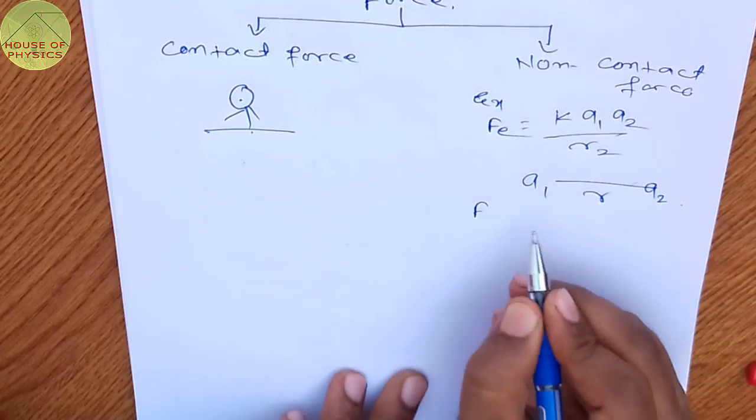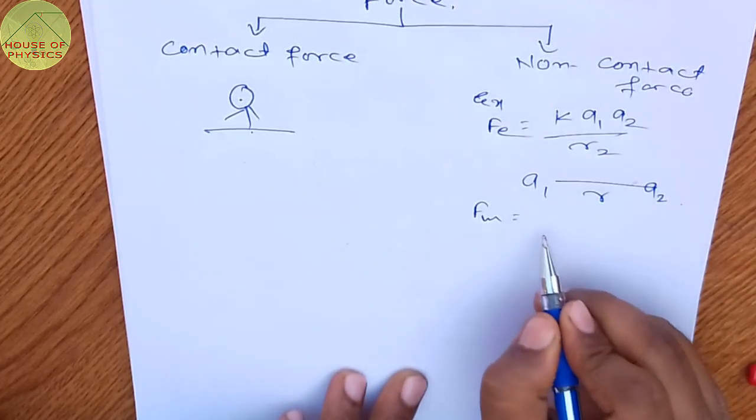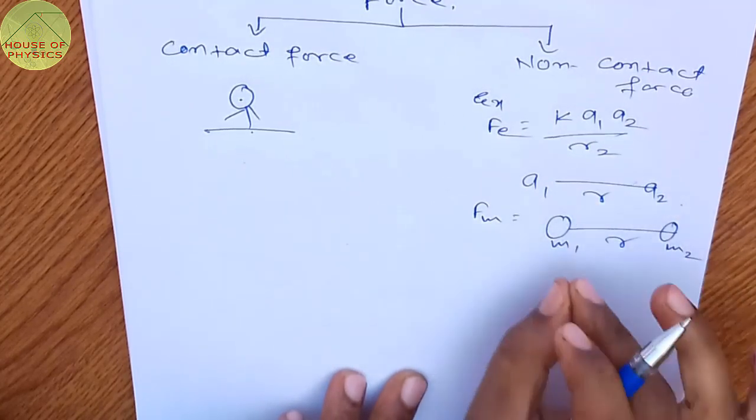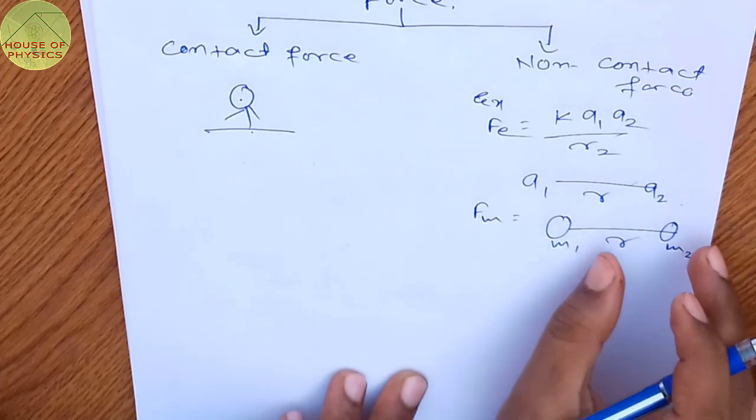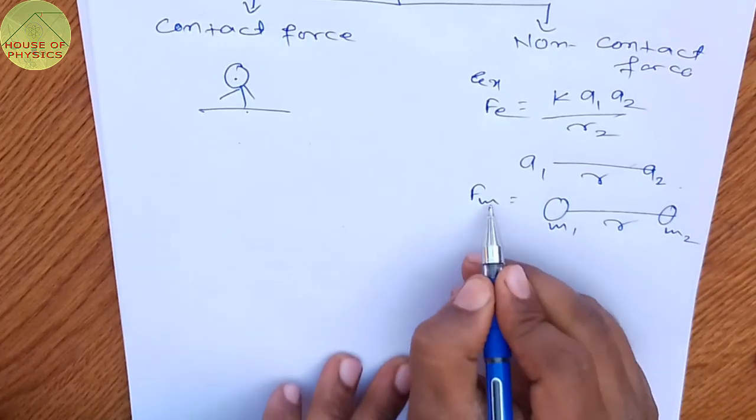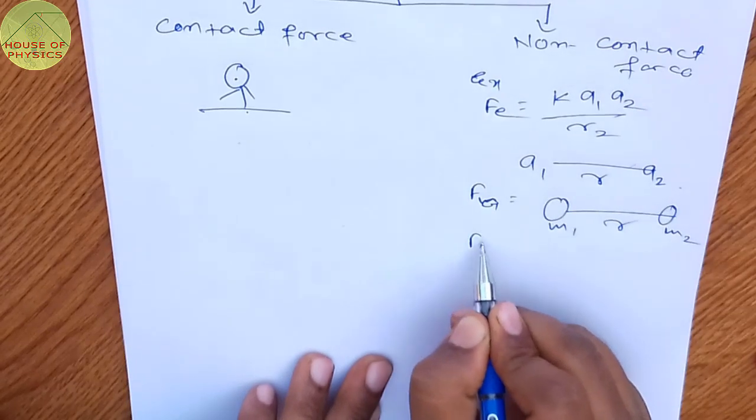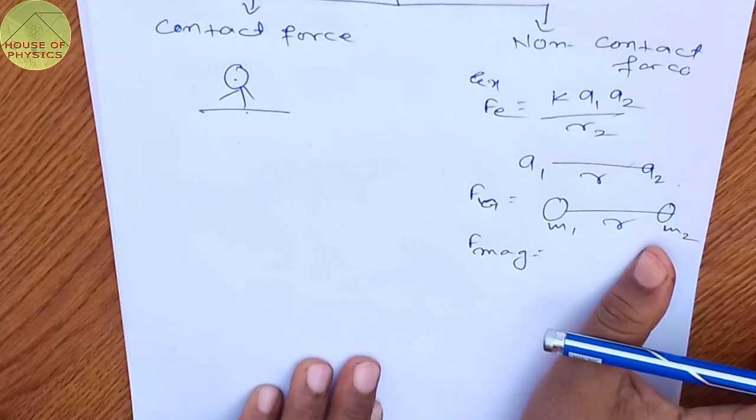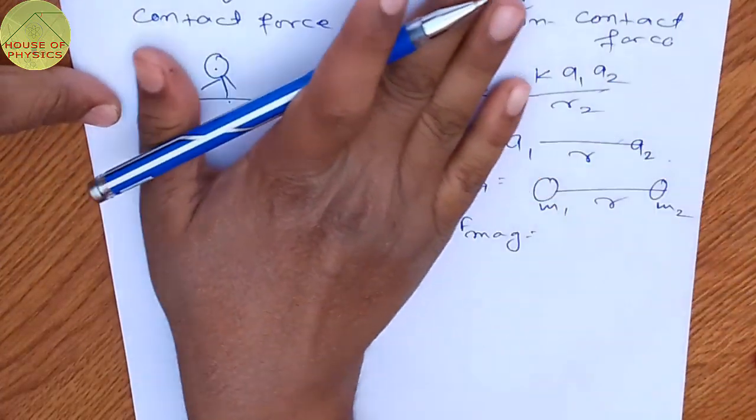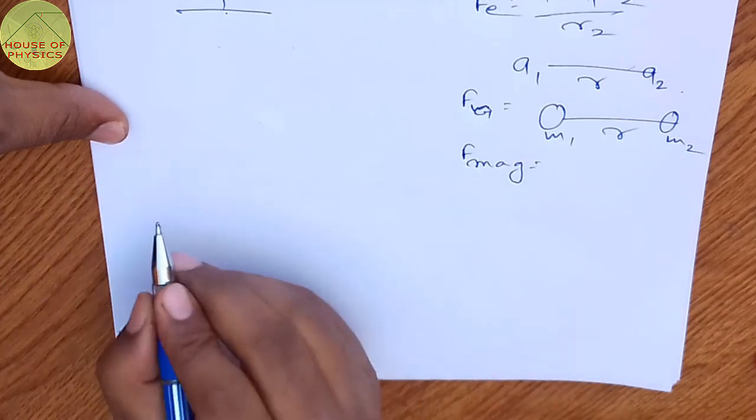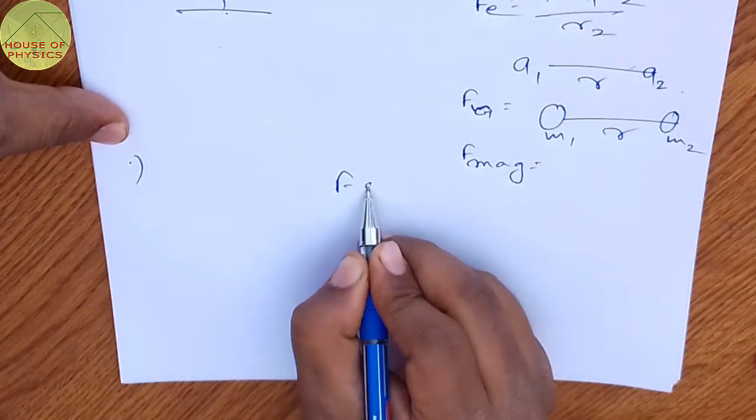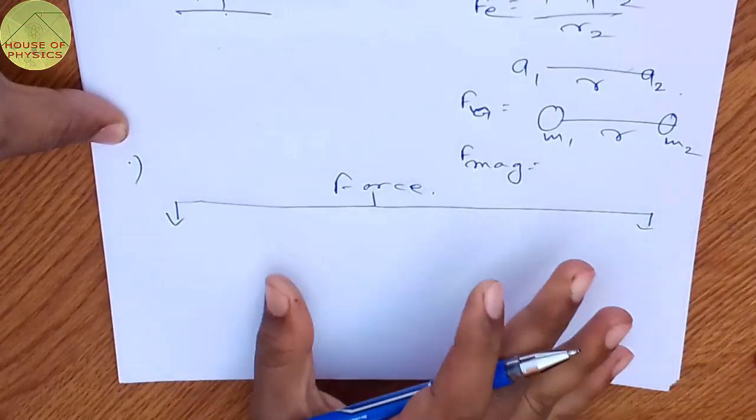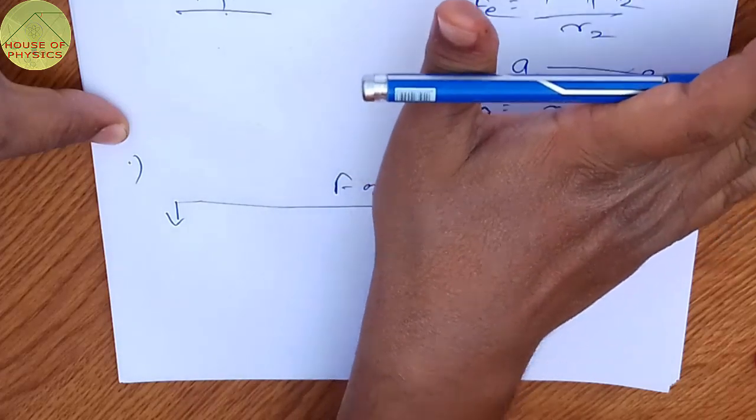Similarly, another example of non-contact force is gravitational force. Two blocks of mass m1 and m2 separated by some distance d have a force of attraction between them, and this is F gravitational. And this is magnetic force, again between two magnets, which has some value that we will study in further classes. So based on contact and non-contact force, the forces we have to study are divided into various types, and these types are categorized based on contact and non-contact force.